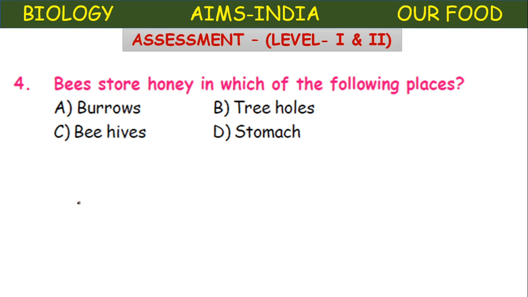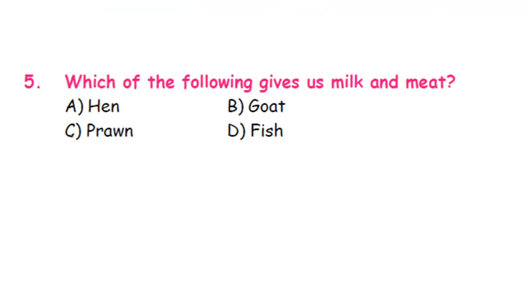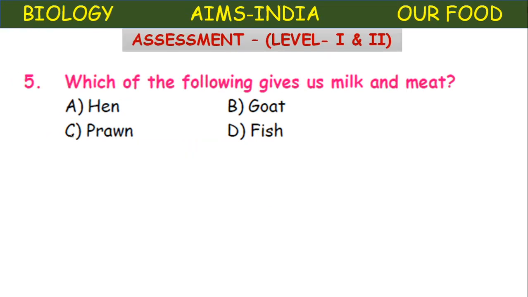Bees store honey in which of the following places? Burrows, tree holes, beehives, stomach. It is in the beehives. The honey is stored. Which of the following gives us milk and meat? Hen, goat, prawn, fish. It is the goat.